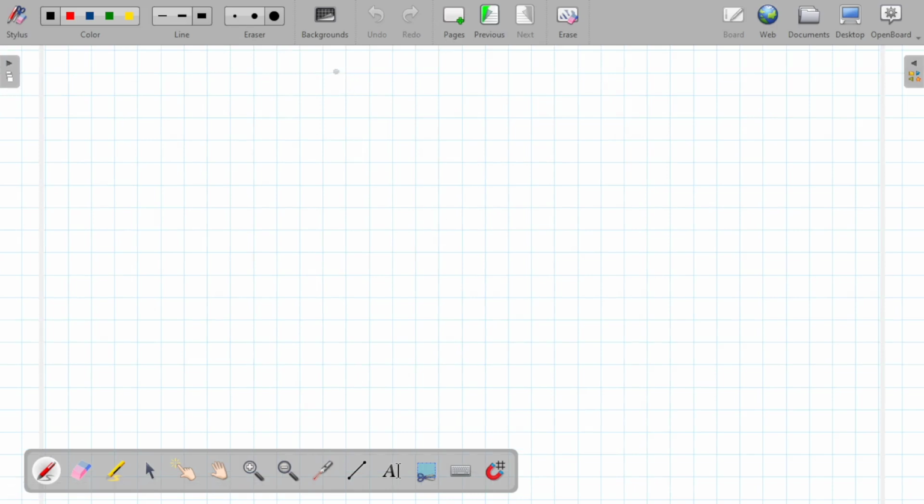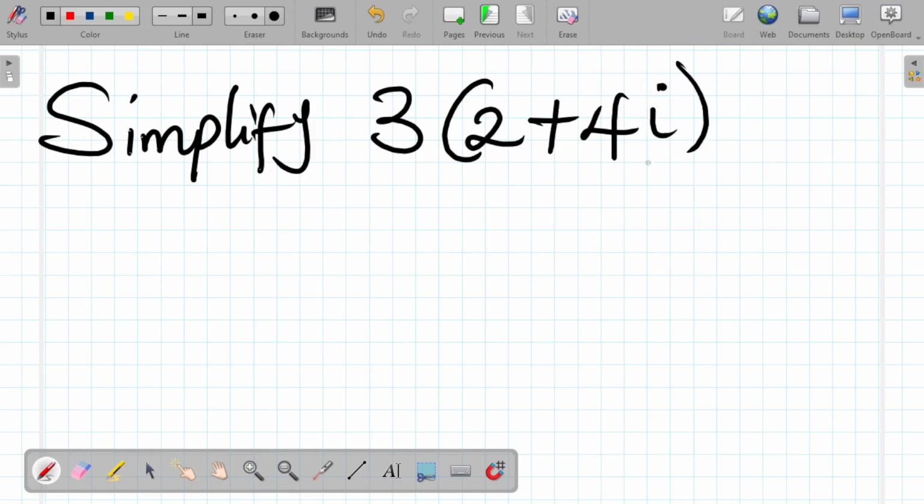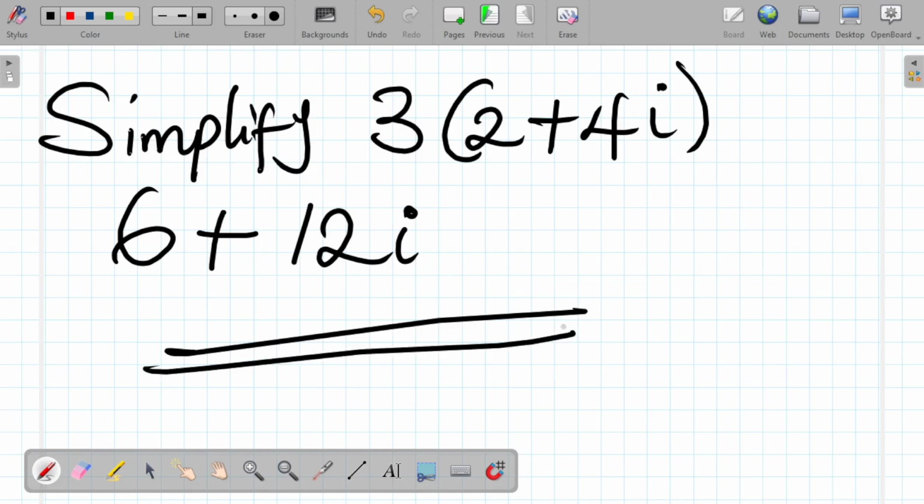Alright, so let's take a practical example. Simplify 3 open bracket 2 plus 4i. We are asked to simplify this. Our first task is to open up the bracket. So if we open up the bracket, we use 3 to multiply the terms inside the bracket. So 3 multiplied by 2 is 6, and then plus 3 multiplied by 4i is 12i. So this is our answer.